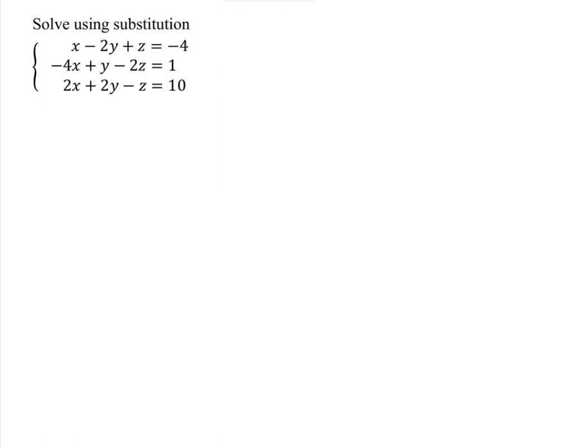Okay, the directions specifically say to use substitution again, so what's the first thing I need to do? Label 1, 2, 3. What's the next thing I need to do? Find a variable to solve for. Which one are we going to solve for here? Which x?